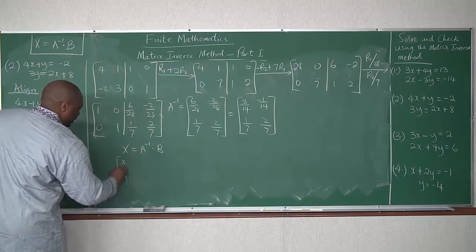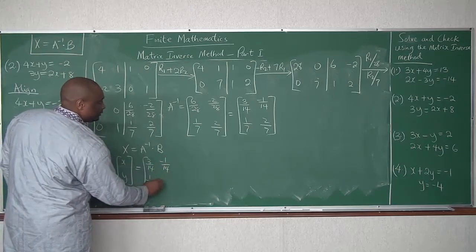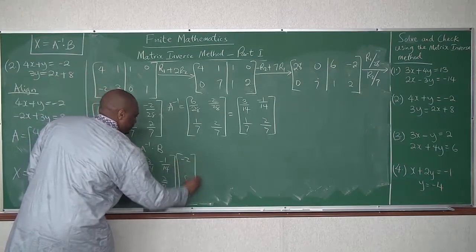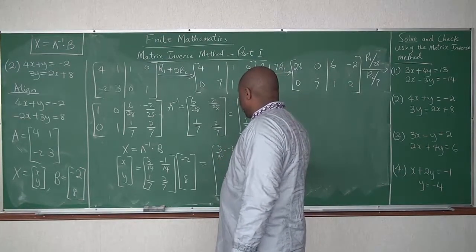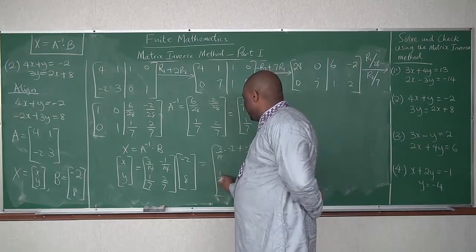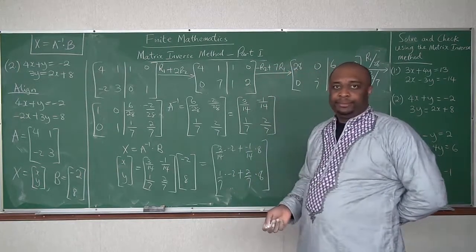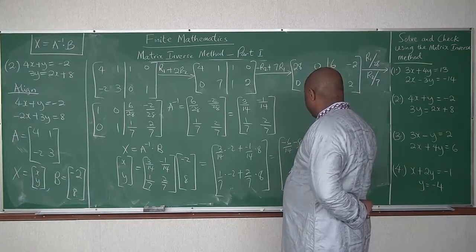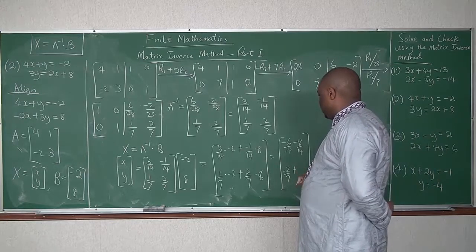So this means that XY is equal to 3 over 14, negative 1 over 14, 1 over 7, 2 over 7, times, what is our B? Negative 2, and then 8. So this gives us what? 3 over 14 times negative 2 plus negative 1 over 14 times 8. Then we have 1 over 7 times negative 2 plus 2 over 7 times 8. Right? So what do we have now? We have a negative 6 over 14 minus 8 over 14. And we have a negative 2 over 7 plus 16 over 7.